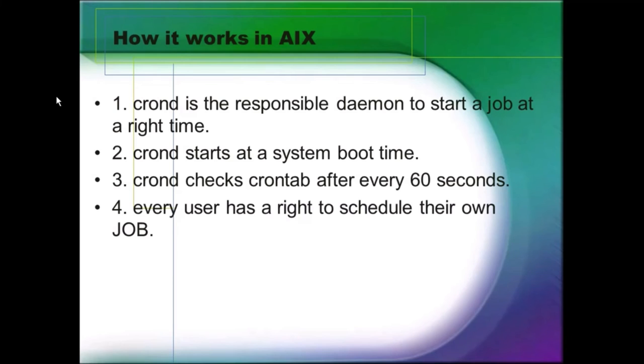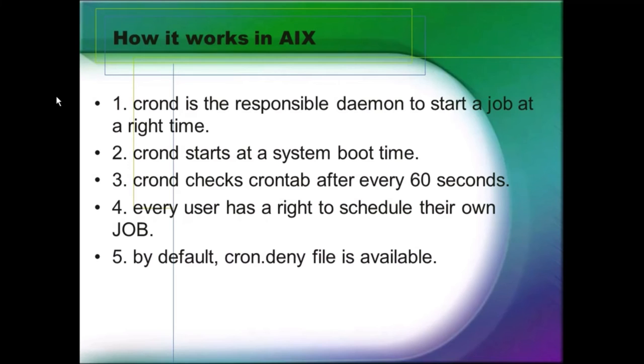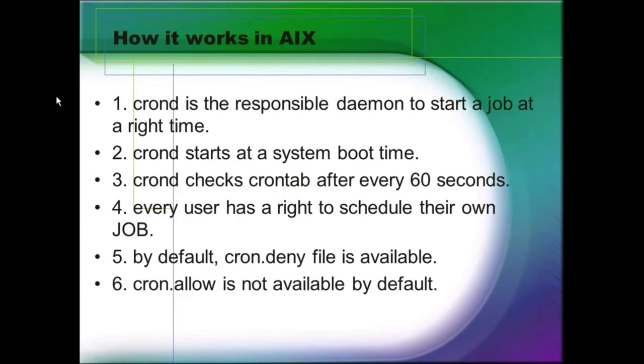Every user has a right to schedule their own job. So whenever we create a new user in the AIX operating system, that user has a right to schedule his or her own job. By default, the cron.deny file is available. Now, what is the meaning of this file? In AIX, by default, every user has a right to schedule their own job. So if you want to restrict any specific user, you can put the entry of that user in this cron.deny file, and that user will not be able to schedule a job. That's why this file is available by default. And if you want, you can create the cron.allow file. By default, it is not available in the AIX operating system.